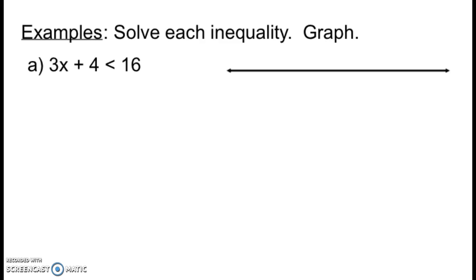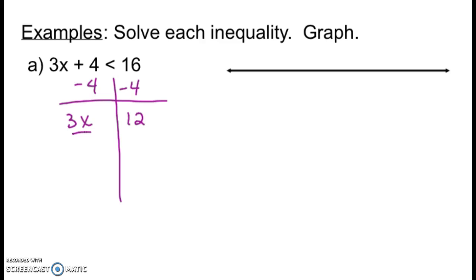Let's do some examples. You're going to solve the inequality and graph. Really, we do this just like we solve an equation. We're trying to get x alone, so we do the same thing to both sides. I'm going to subtract 4 from both sides, and then I get 3x on the left and 12 on the right. And then to get x alone, I'm going to divide both sides by 3, and I have x on the left and 4 on the right.